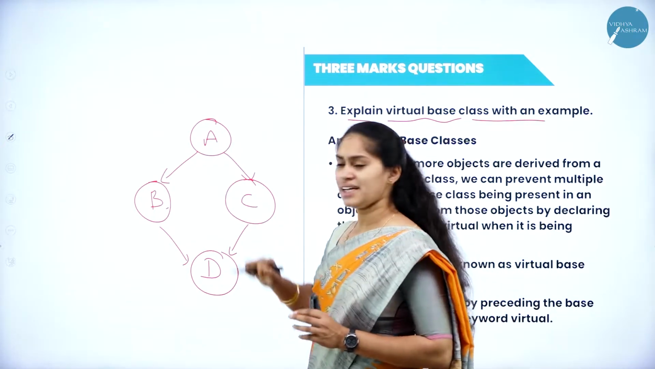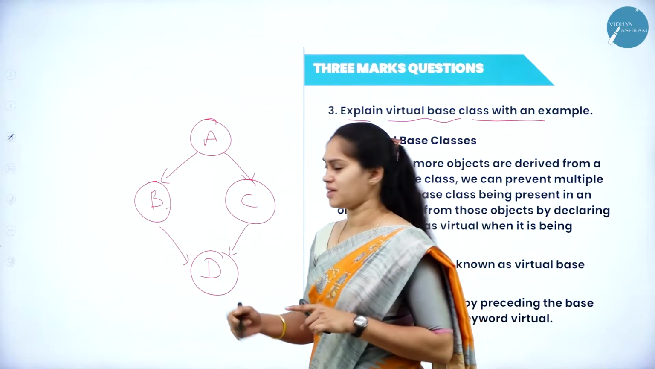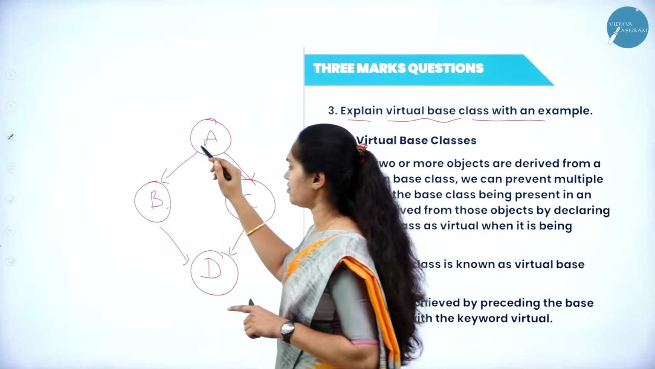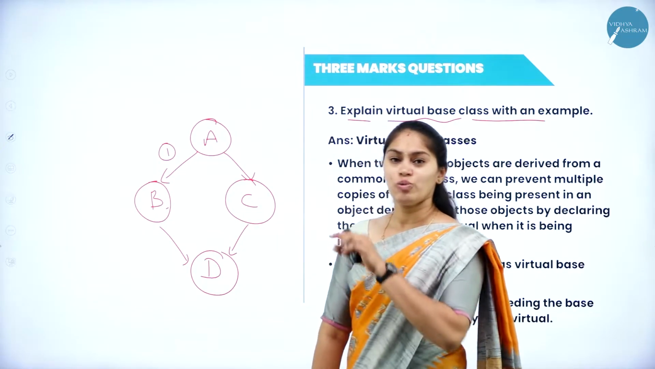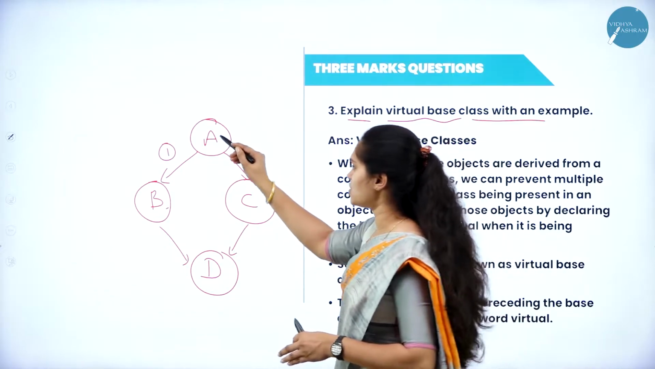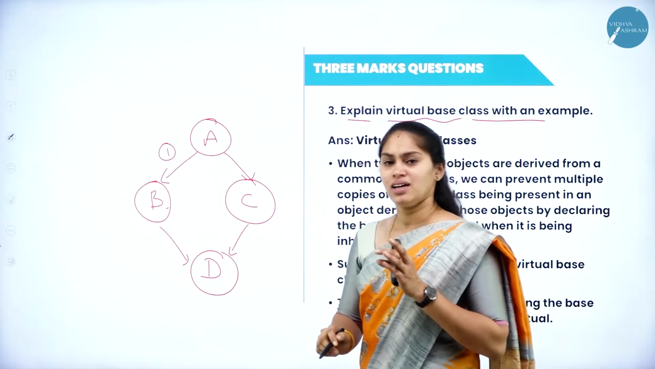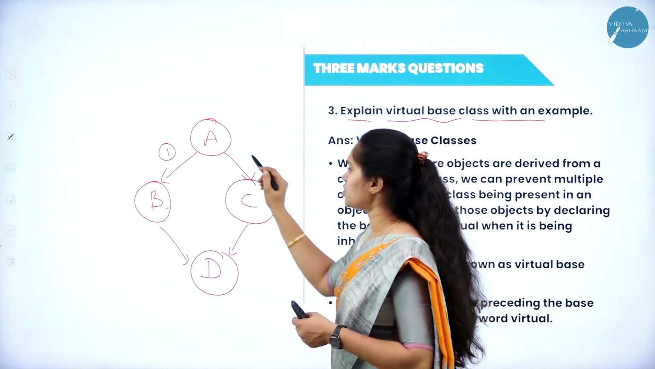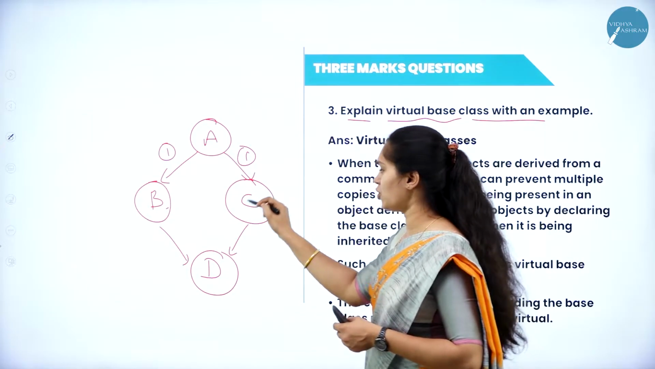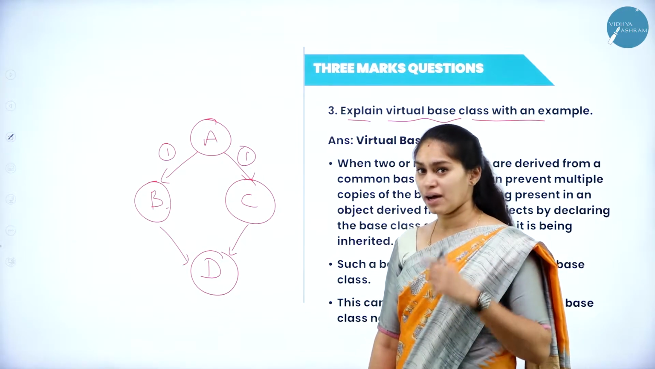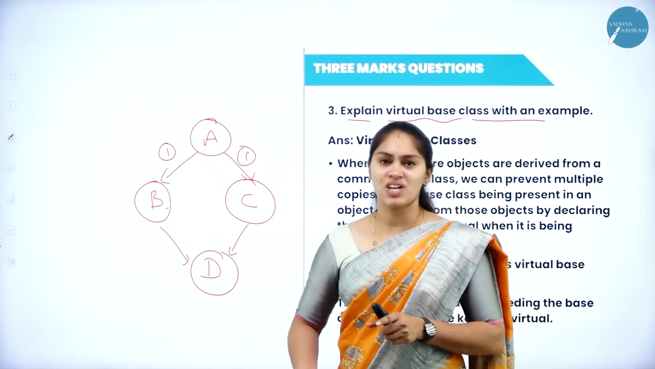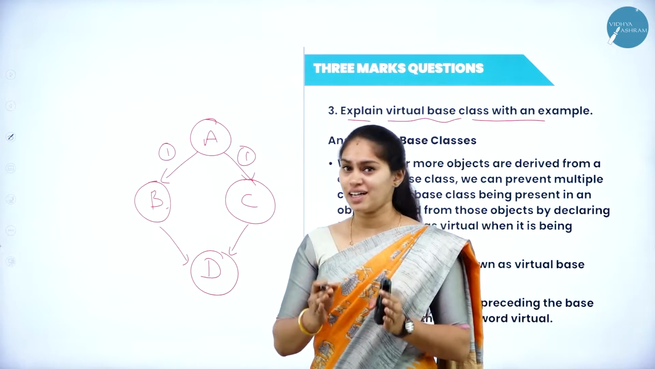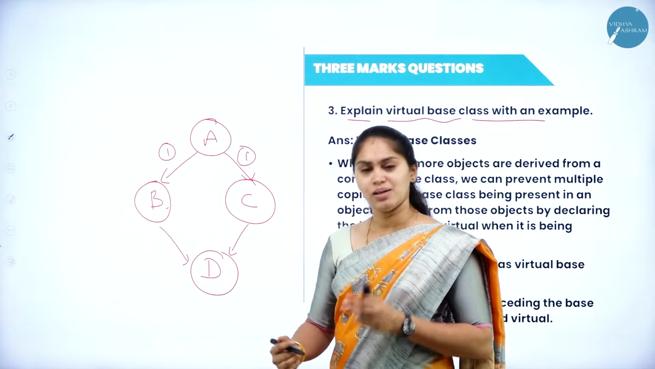So when I am inheriting the features from A to B, whatever the content is there in A will be copied to B. Next, I am inheriting the features from A to C. At that time also, whatever the content that I have in A will be copied to C. But when I am having the features of B and C, there will be a chance of getting the copy of the content of A to D twice.